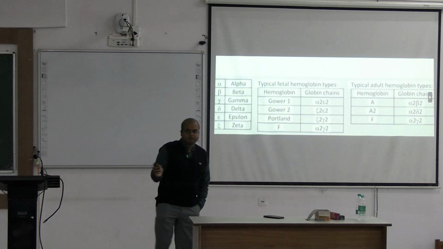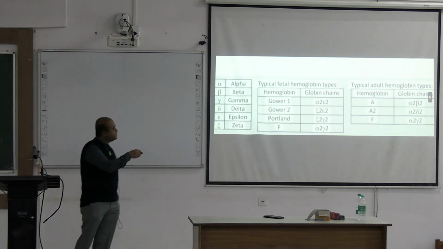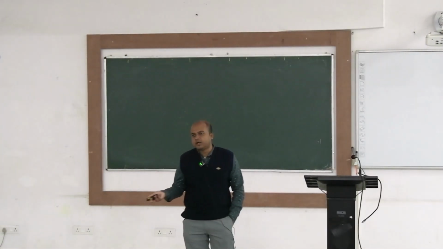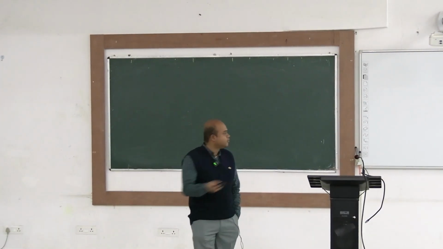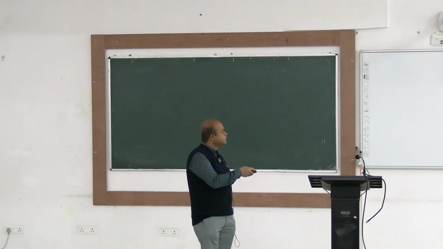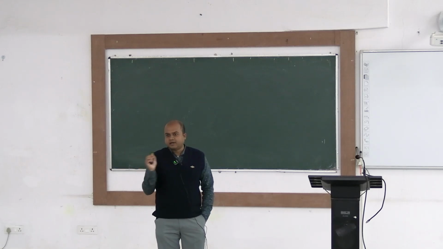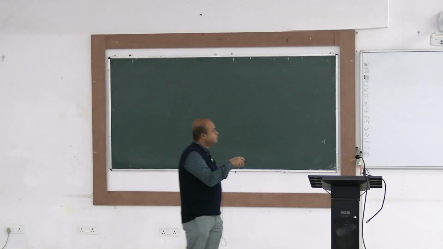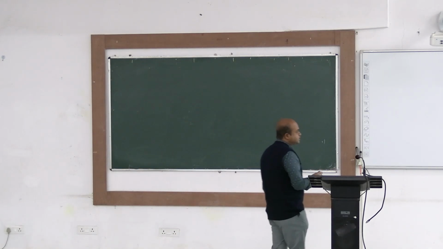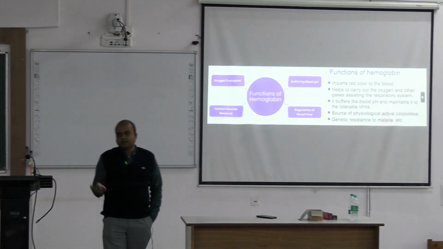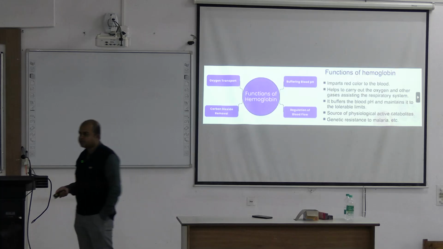These are the different combinations of the globin chains. Gower and Portland, these names are historical. Gower and Portland are names of places where they were first discovered, so all these are of historical importance. But fetal hemoglobin types can be these, and adult hemoglobin types. Fetal hemoglobin continues at least in some amounts throughout life. Functions of hemoglobin: oxygen and carbon dioxide transport are pretty easy, but hemoglobin also has a buffering action on blood pH.